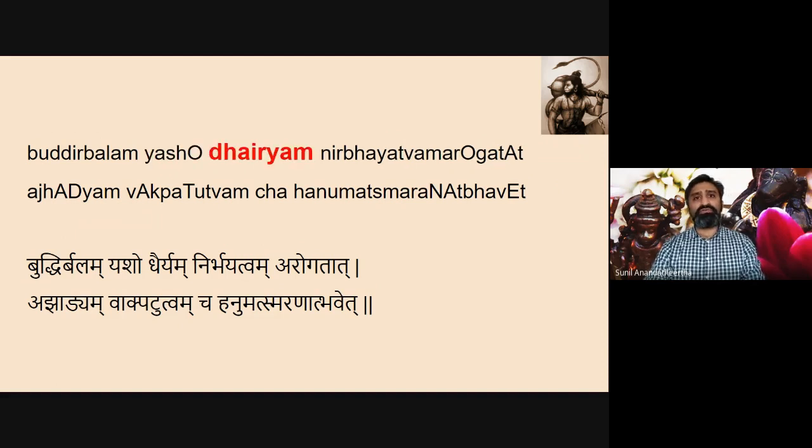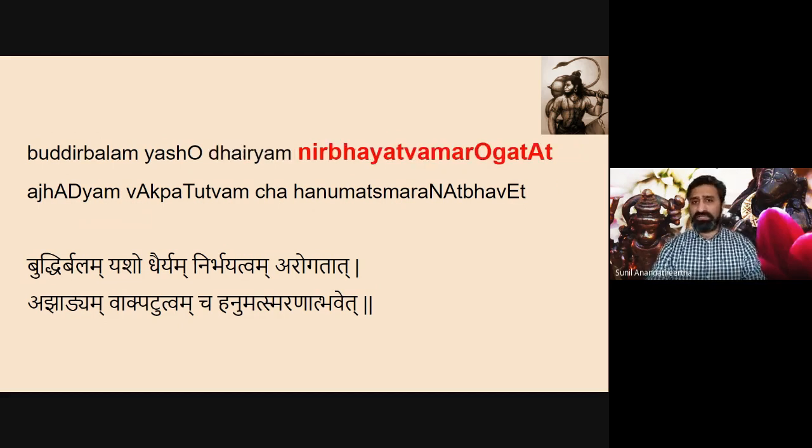Dhairyam. Buddhirbalam yashodhairyam nirbhayatvam ajadyam vakpatutvam cha hanumat smaranat bhavet. Notice how I'm saying cha and vakpatutvam together. Vakpatutvam cha, right? You can do that. No, I don't do that. You can't do that. Ajadyam vakpatutvam cha hanumat smaranat bhavet. Next slide.